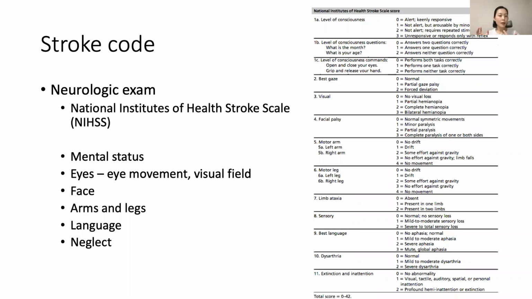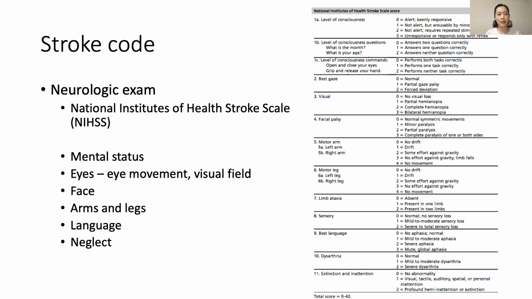And then you obviously want to look at their face and arms and legs and see if there is any droopiness, any numbness, any ataxia in those areas. And then language and neglect are important things. You want to ask pointed, direct questions about language because patients with aphasia can fool you and pretend that they can answer questions when they actually can't.